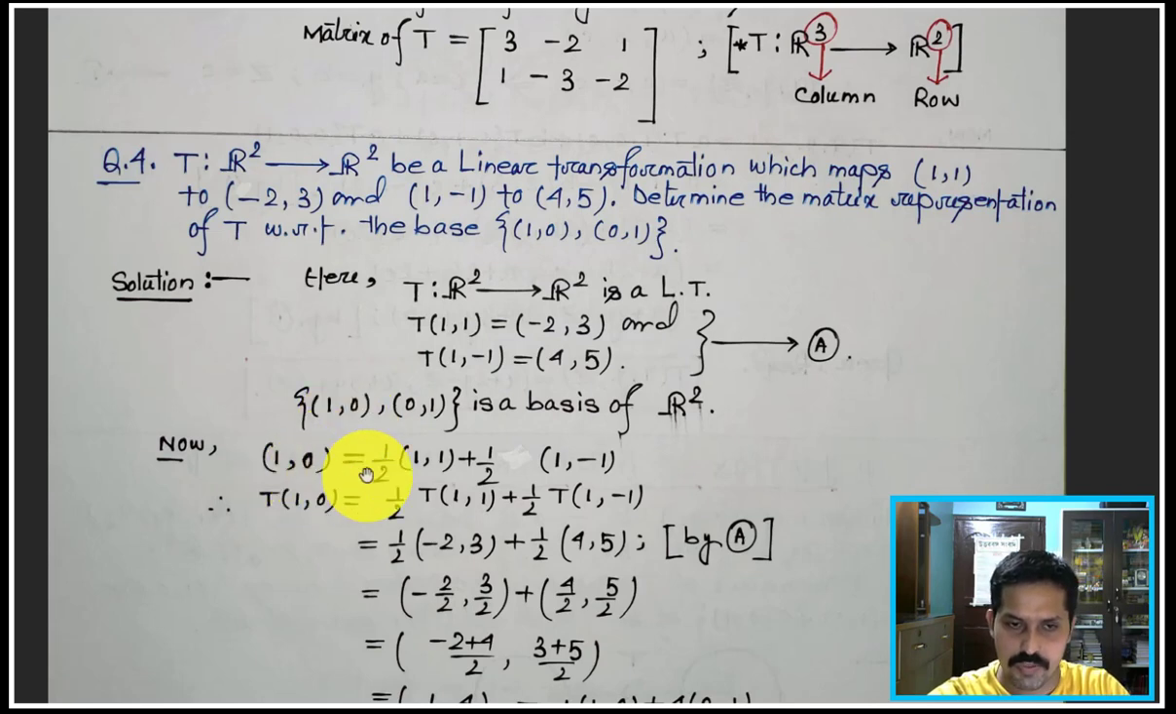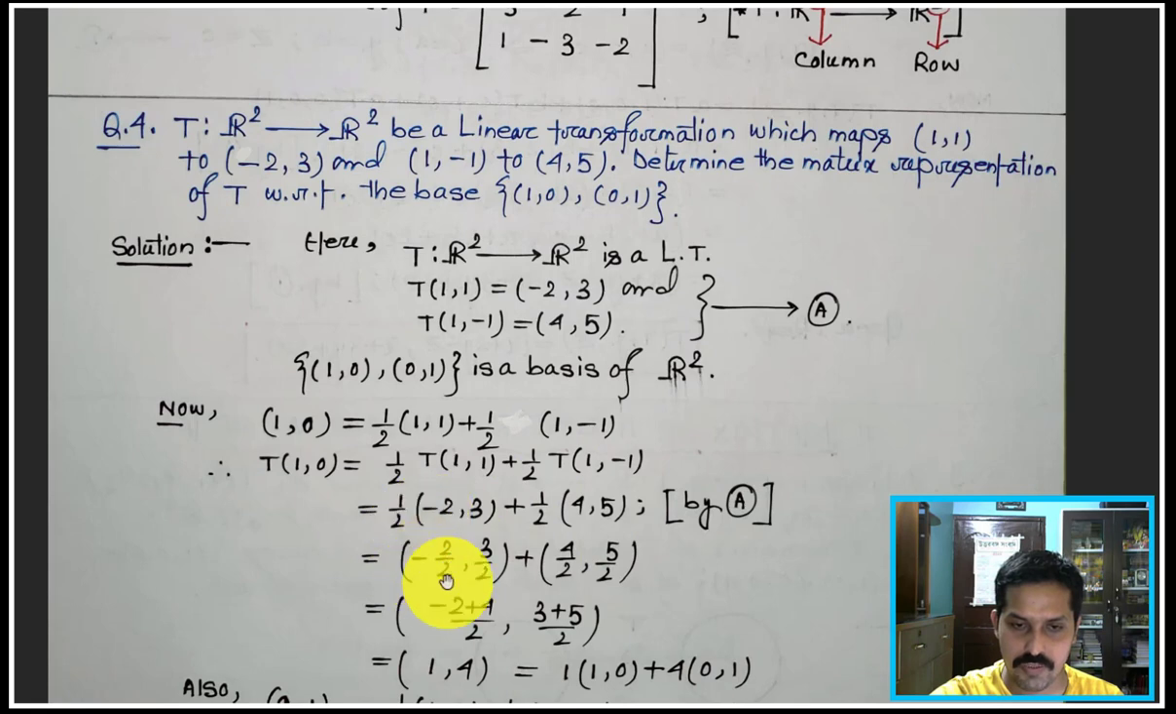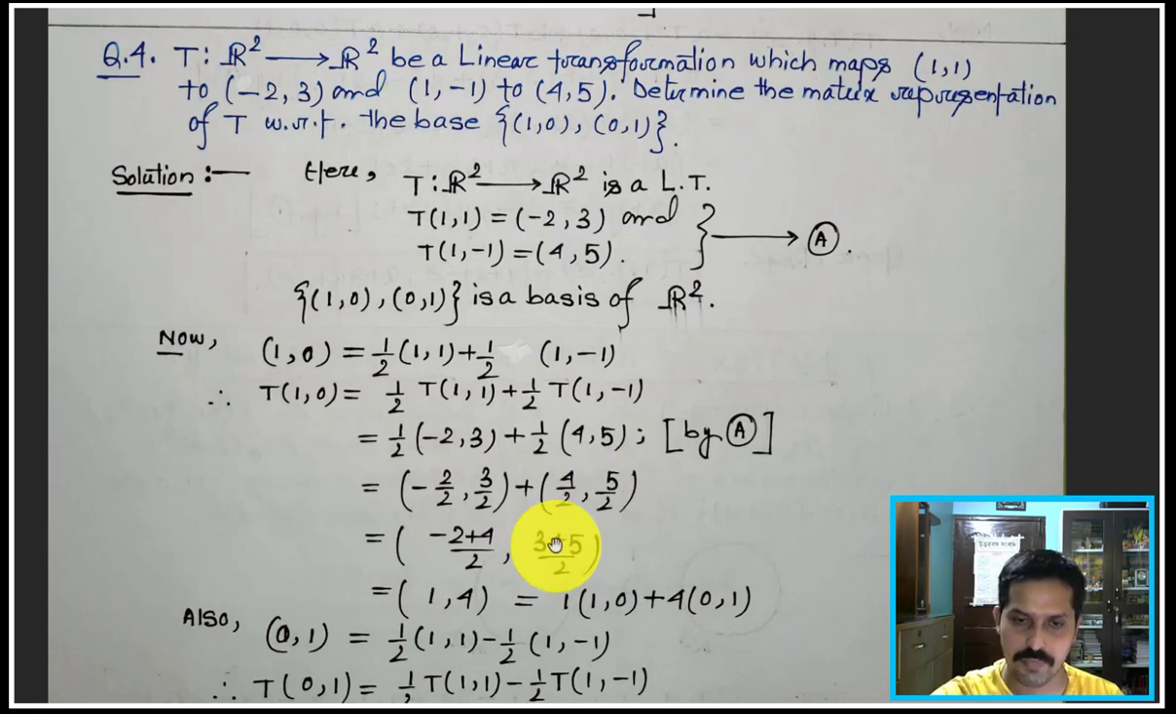The technique is: (1,0) can be written as half (1,1) plus half (1,-1). If you face any problem, just do it in your copy and you will get the same result. Now let us apply the linear transformation on both sides. T of (1,0) is half T of (1,1) plus half T of (1,-1). We already know these values are (-2,3) and (4,5). Doing simplification, (-2/2, 3/2) plus (4/2, 5/2). Adding, the result is (1,4).